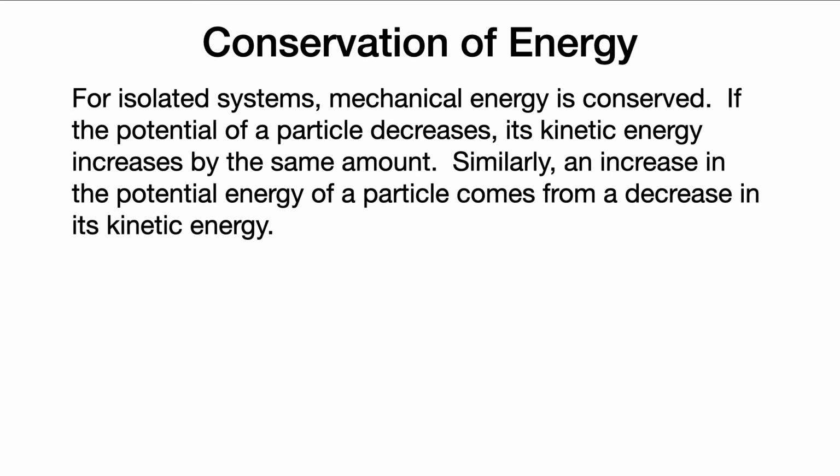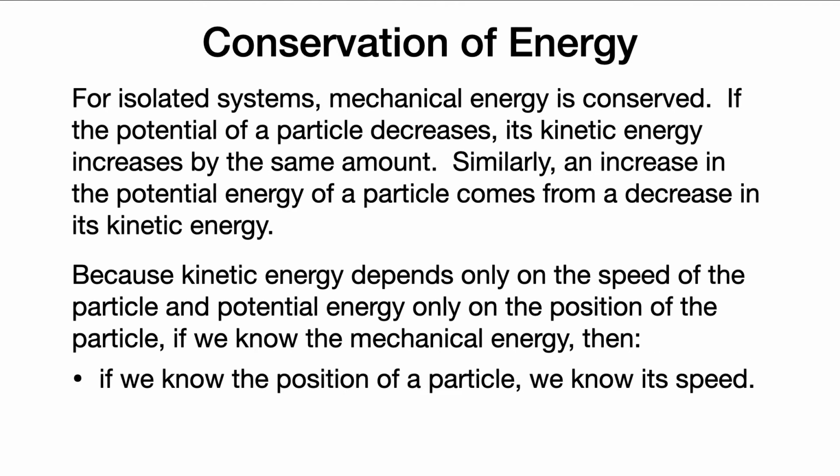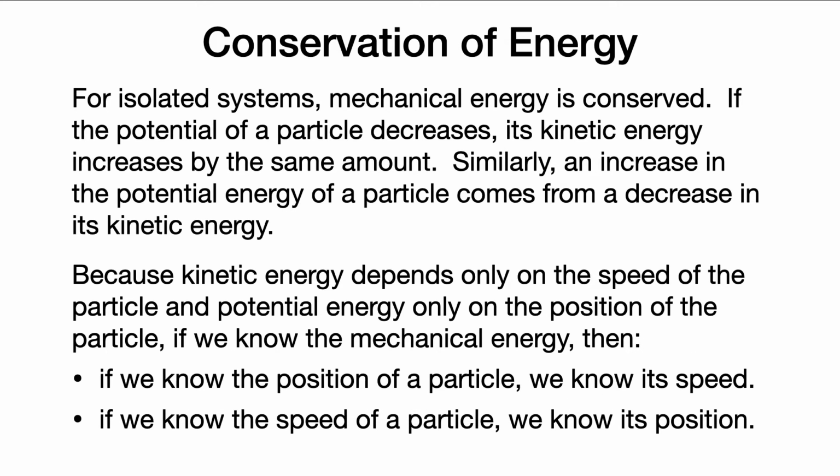If the potential energy of a particle decreases, its kinetic energy increases by the same amount. Similarly, an increase in the potential energy of a particle comes from a decrease in its kinetic energy. Because kinetic energy depends only on the speed of the particle and potential energy only on the position of the particle, if we know the mechanical energy, then if we know the position of a particle, we know its speed, and if we know the speed of a particle, we know its position.